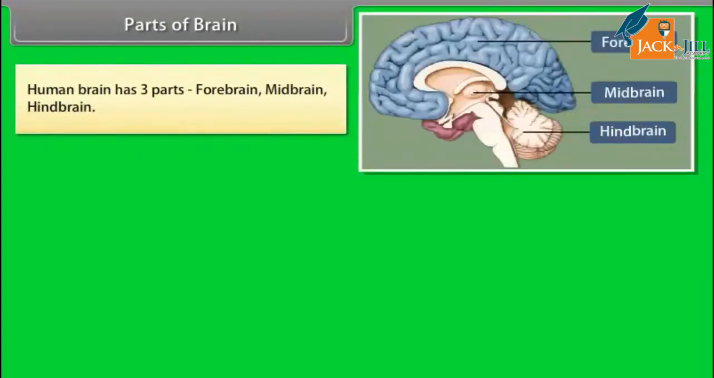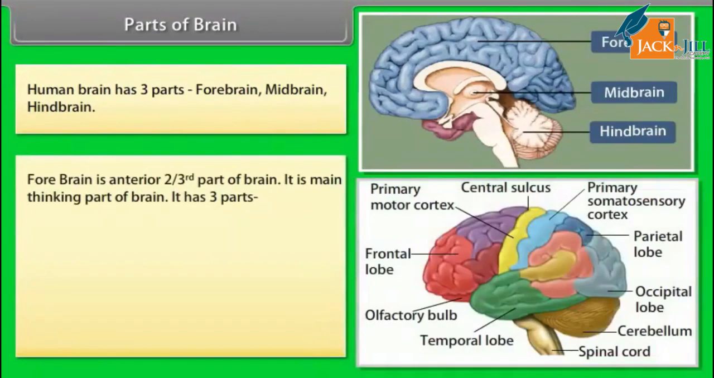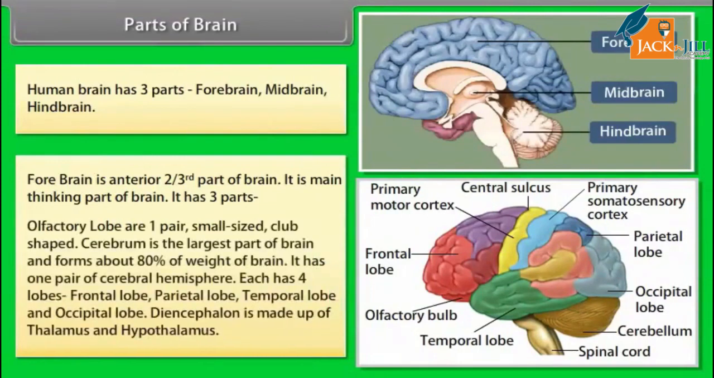Parts of brain. Human brain has three parts: forebrain, midbrain, hindbrain. Forebrain is anterior, two-third part of brain. It is main thinking part of brain. It has three parts. Olfactory lobe are one pair, small-sized, club-shaped. Cerebrum is the largest part of brain and forms about 80% of weight of brain. It has one pair of cerebral hemisphere. Each has four lobes: frontal lobe, parietal lobe, temporal lobe, and occipital lobe.